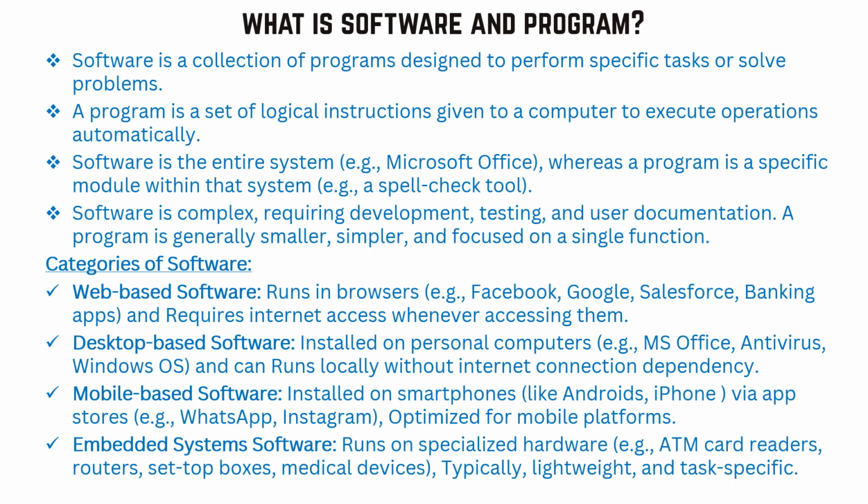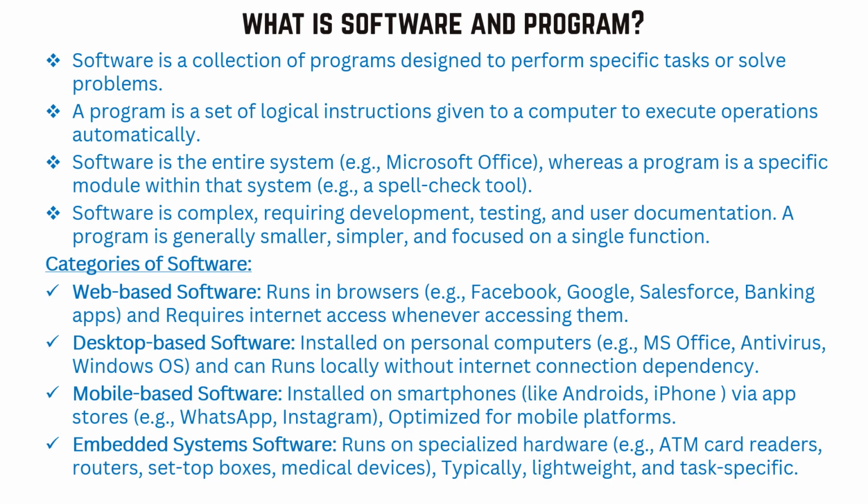So software is complex, requiring development, testing, and user documentation, whereas a program is generally smaller, simpler, and focused on a single function or single objective. And software is where all the objectives and all the functions are built together to create it.